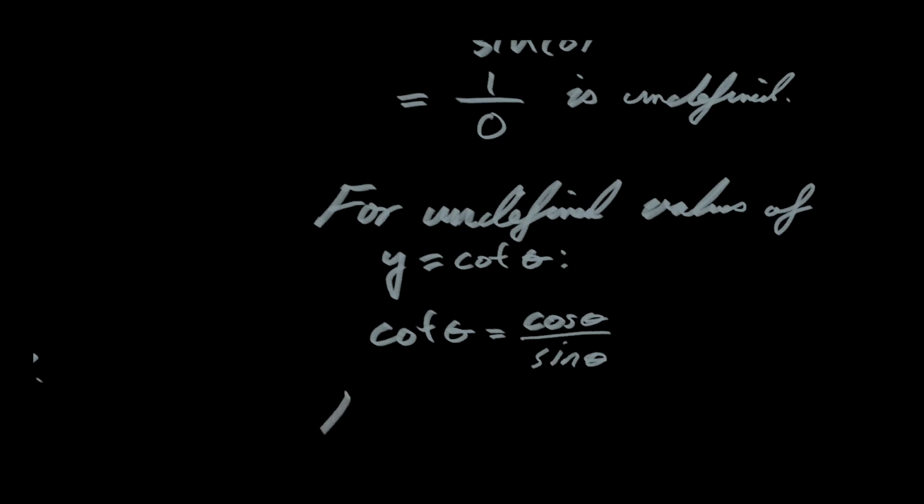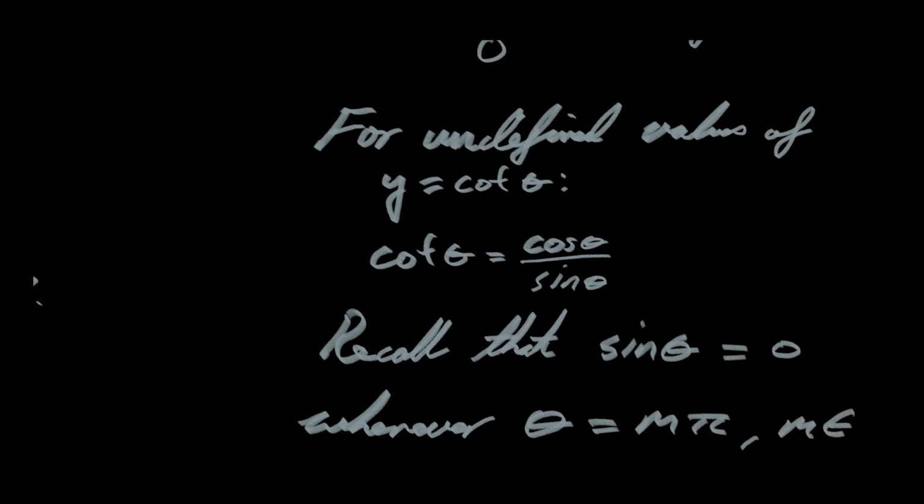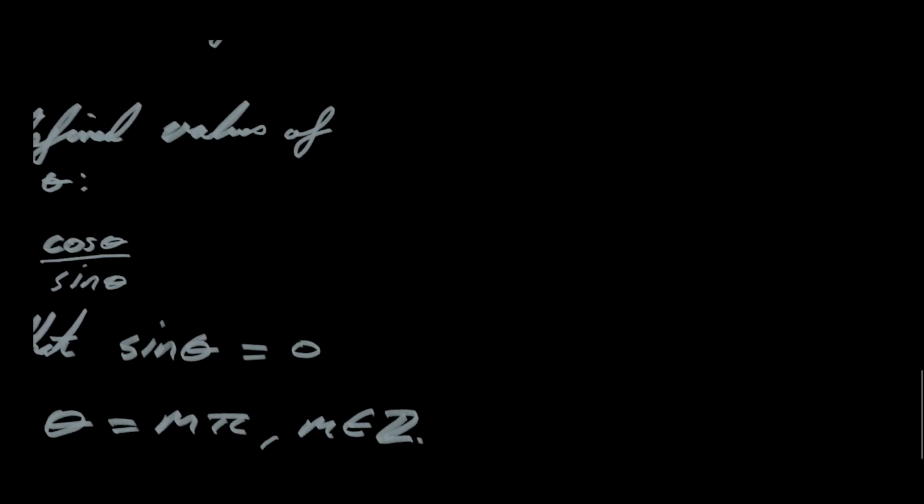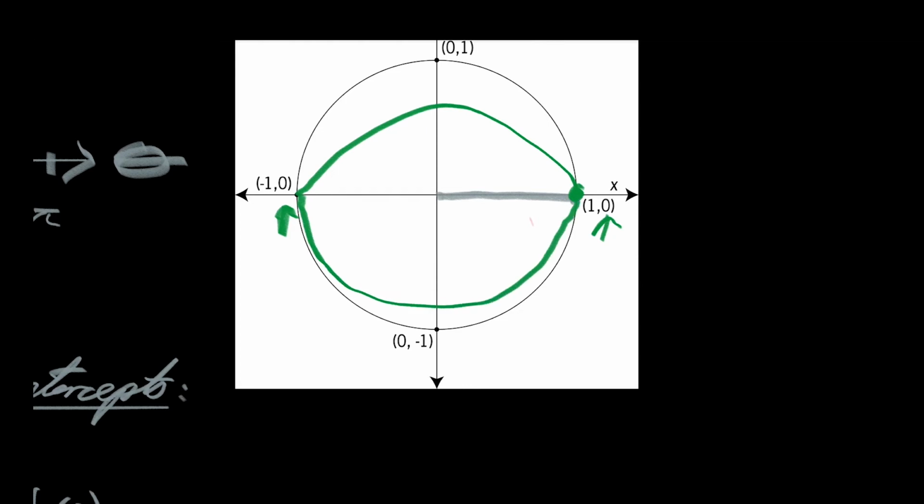And recall that sine of theta equals 0 whenever theta equals some integer multiple of pi. Okay? So to see this geometrically, whenever we're at 0 pi, sine theta equals 0, we're at 1 pi, sine theta equals 0, we go around the unit circle, 2 pi, we're back to where we were. So sine of theta is going to equal 0 again, and 3 pi.